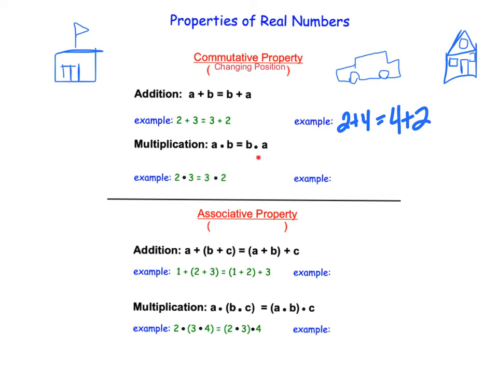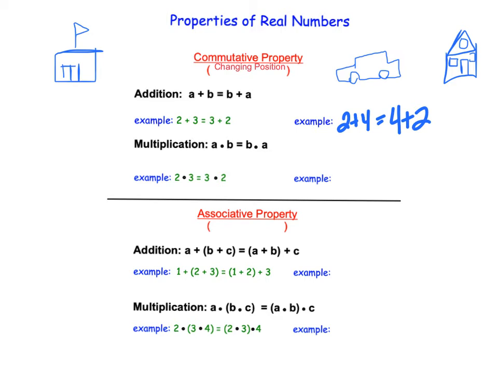Multiplication is the same idea, that no matter what order you multiply something in, you'll still get the same result. So 2 times 3 we know is 6, and we can reverse it to 3 times 2, which is also 6. So if I wrote the example of 2 times 4, you write the commutative property of multiplication. Four times 2.